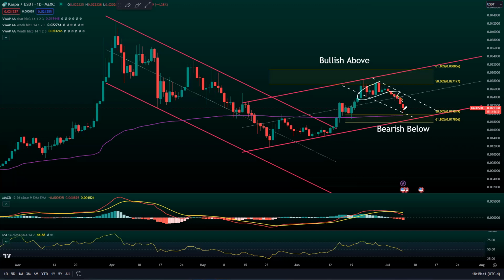Now, if we break out right here from this controlled selling, 0.0271, that's going to be a big resistance level, and 0.030866, that's going to be another big resistance level, okay? If we can break out above this 0.030866, that's going to be a big move.